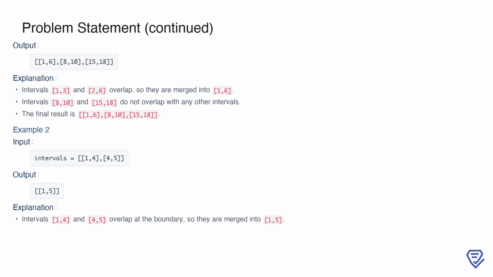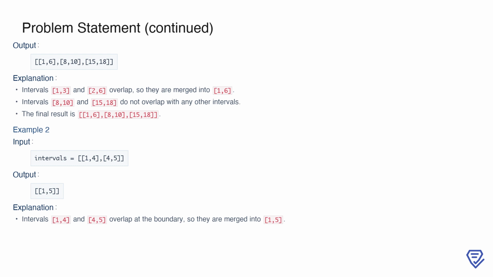Looking at the first example, the input intervals are [1,3], [2,6], [8,10], [15,18]. Here, the intervals [1,3] and [2,6] overlap because their ranges intersect. These are combined into [1,6]. The other intervals, [8,10] and [15,18], do not overlap with any others, so they remain as they are. The final result is [1,6], [8,10], [15,18].